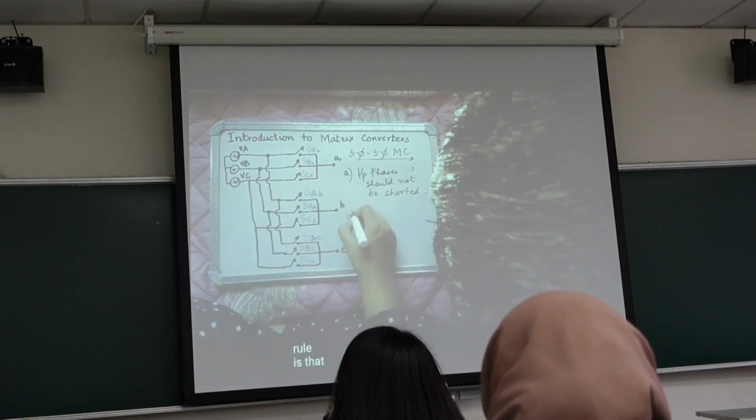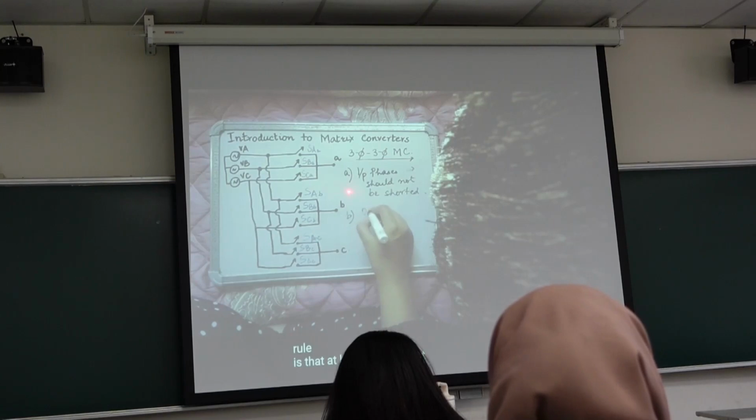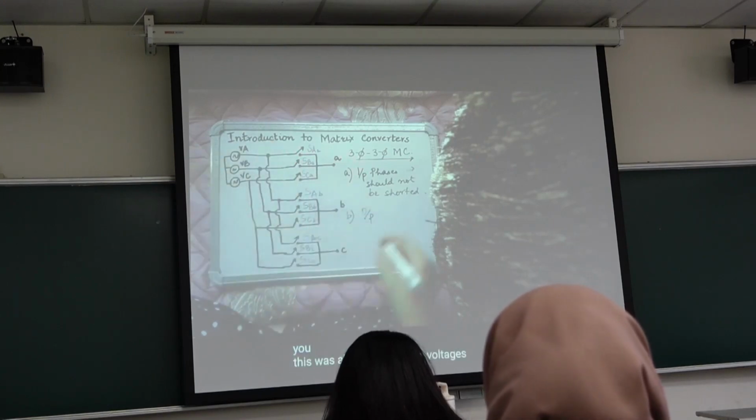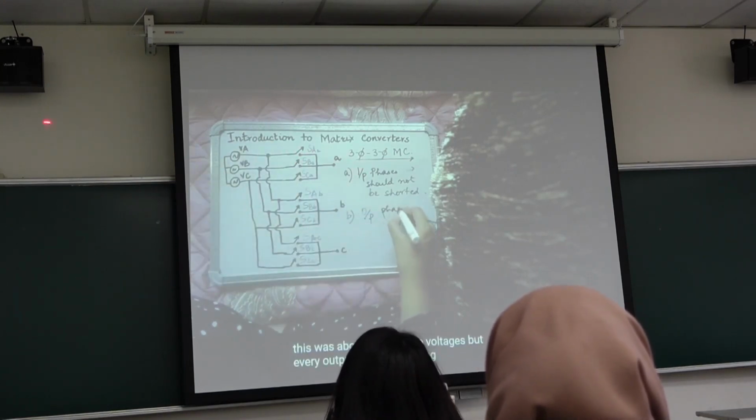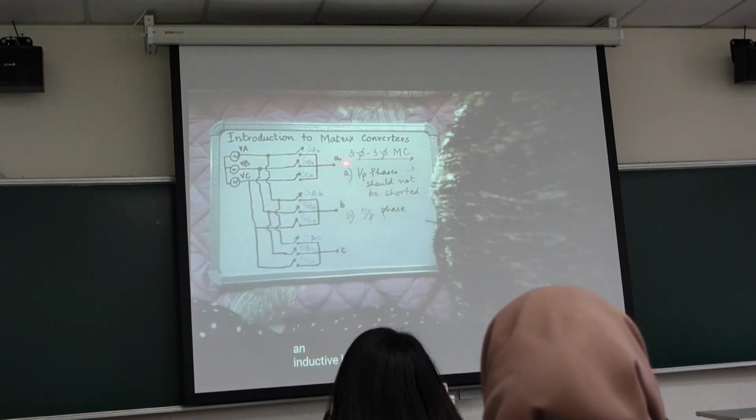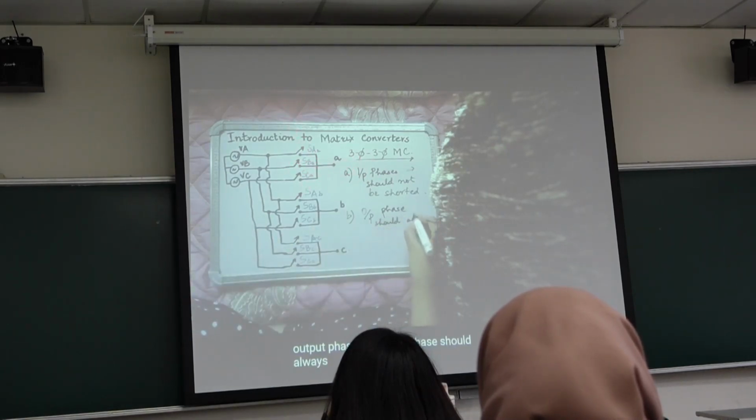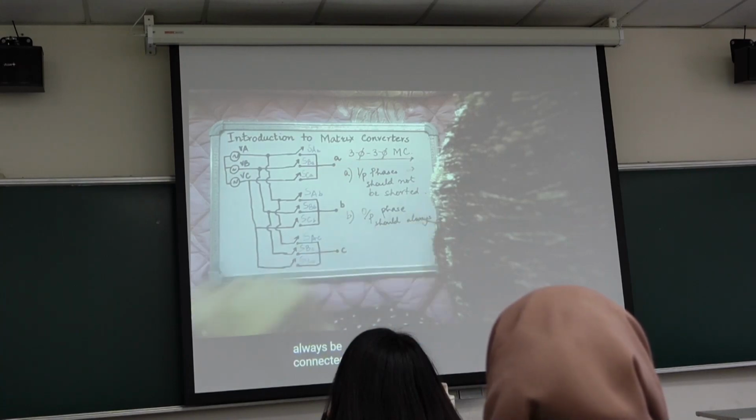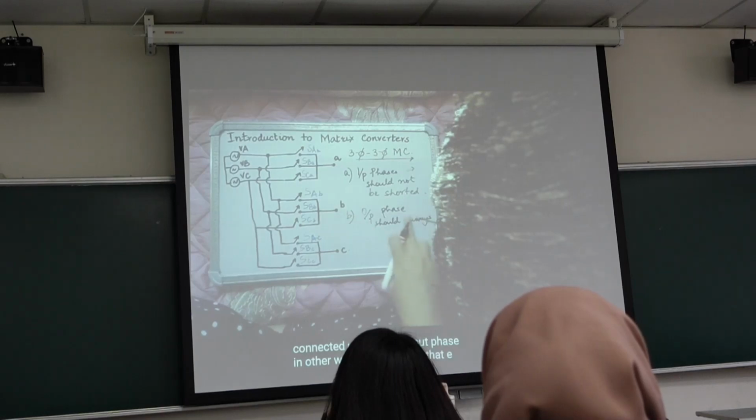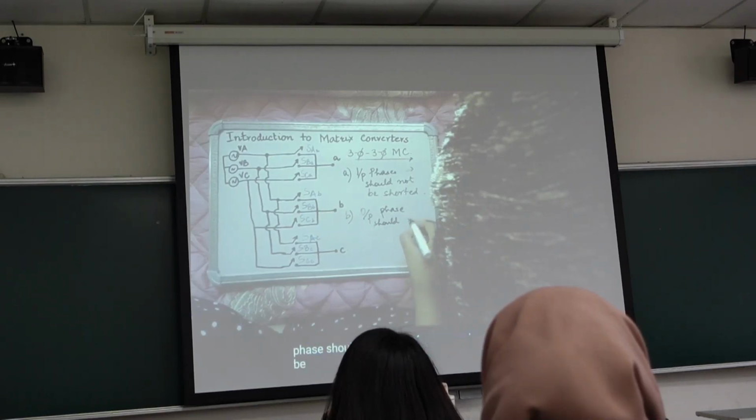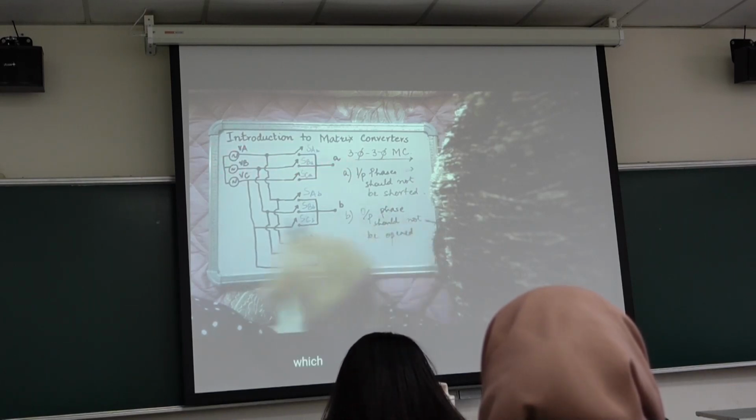So the second rule is on the output side. Every output phase, assuming that we have an inductive load at the output, we cannot interrupt the current through an output phase. We cannot open the output phase, so at least one switch should always be turned on, otherwise the current cannot flow. In other words, you can say that output phase should not be open. Output cannot be open. Input cannot be short circuit.